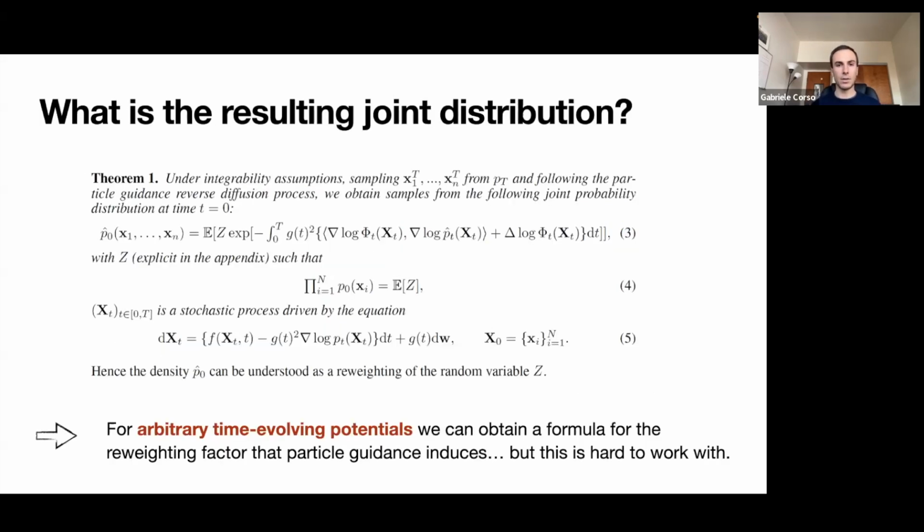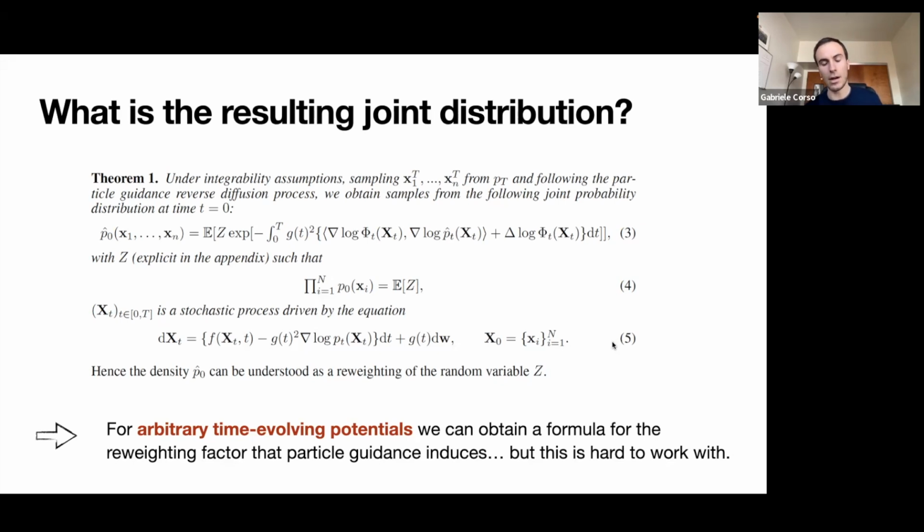Now, one might ask, for an arbitrary time-evolving potential, what is the resulting joint distribution? Here we obtain a formula for the reweighting factor that particle guidance using this time-evolving potential induces on the original independent distribution.